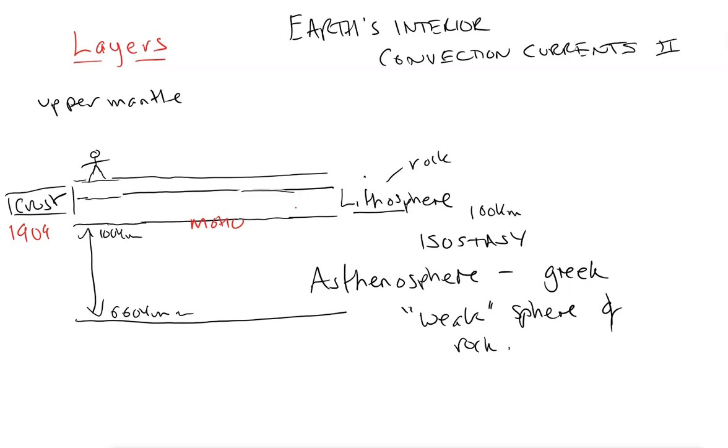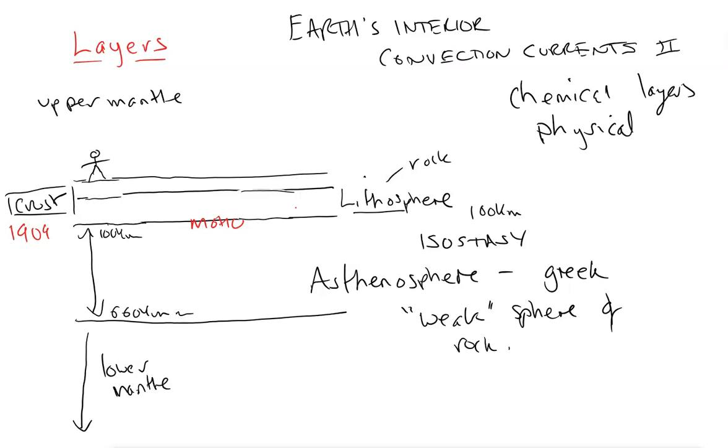and this 660-kilometer boundary is called the upper mantle and lower mantle separation. So from here down, we have the lower mantle. So we're basically going between the chemical layers and the physical layers of the Earth. Chemical is basically the rock mineral composition, and the physical is the temperature and density and the state of matter. So there are differences in the layers.